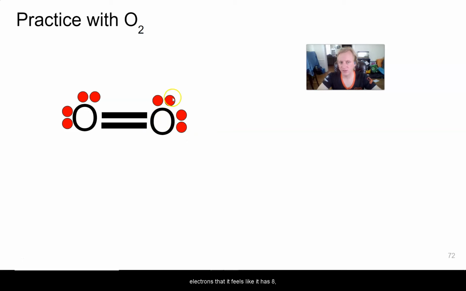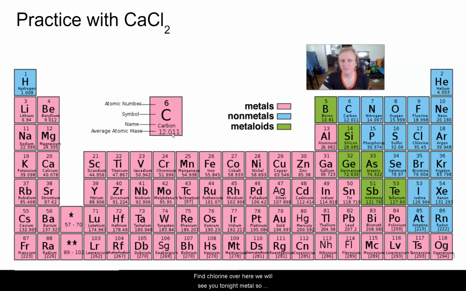So the one on the right has 1, 2, 3, 4, 5, 6, 7, 8 electrons that it feels like it has. So this one is happy. It's got a full outer shell. The one on the left here has 1, 2, 3, 4, 5, 6, 7, 8 electrons. So the one on the left is also happy. Both of these have filled outer shells, and this is why you see diatomic oxygen. This is why you see O2 in nature quite frequently. So there you go. Full outer shells because they're covalently sharing these electrons.